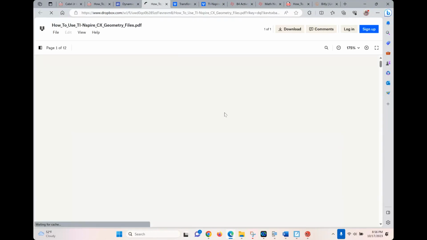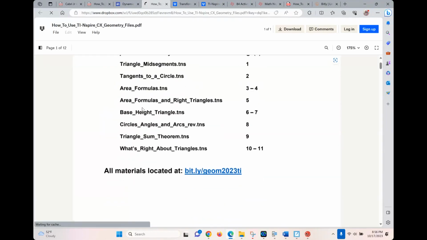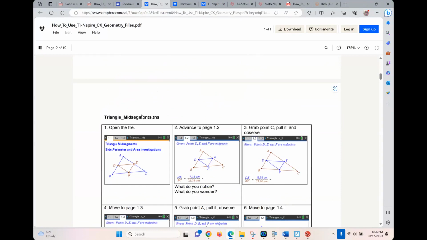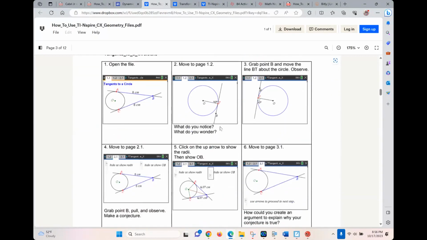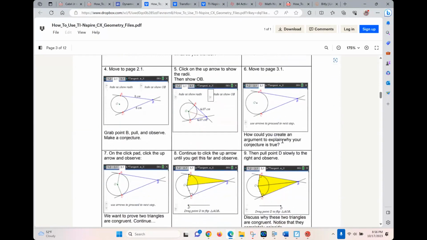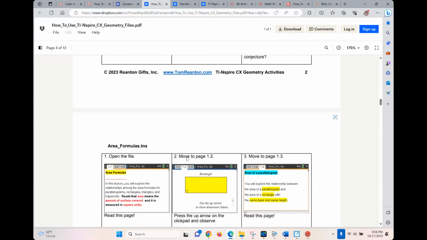Here are the step-by-steps that I promised you, the PDFs. This is the table of contents, and you'll notice it shows you step-by-step, and it has questions for your students. What do you notice? What do you wonder? How would you create an argument? And so on. They're all there.